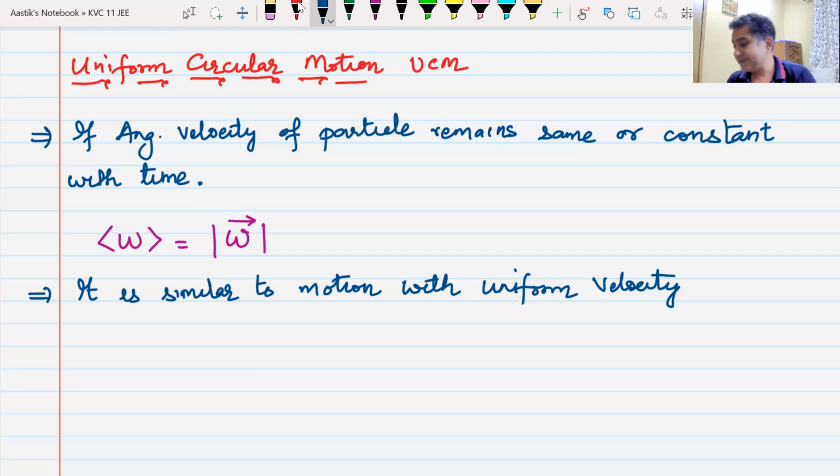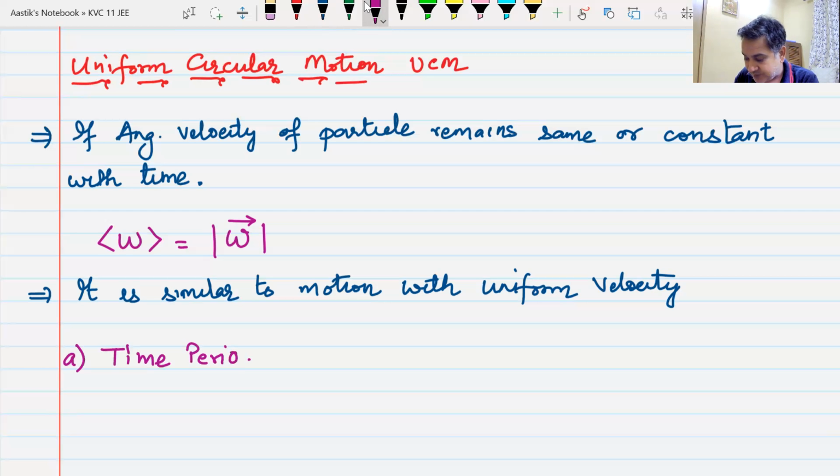Do we understand this? So everything that we are doing in this particular chapter is a replica of what we have already done. Uniform circular motion is exactly similar to your uniform velocity motion, not in terms of the motion, but in terms of the topic. Now, as soon as we hear the term uniform circular motion, the next term that comes is known as the time period of UCM.